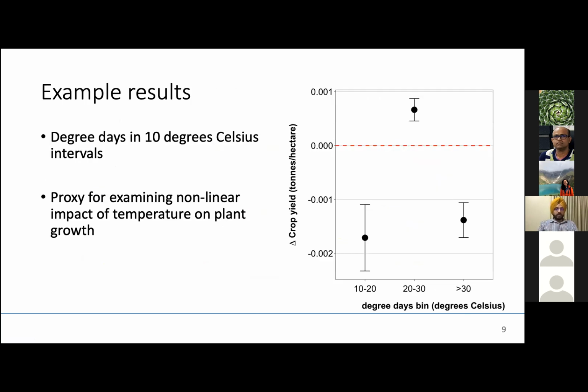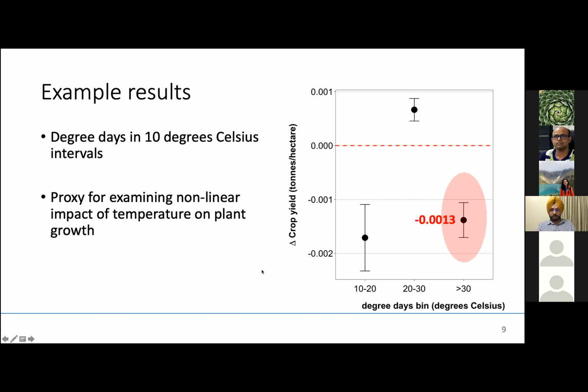So for this, returning back to our sub-seasonal linear model, I will just give you some sample results for want of time. Showing here on the right side in the plot is the impact of rice getting exposed to more degree days in different bins from 10 to 20, 20 to 30, and greater than 30. So what this means is if there are more days in the 10 to 20 degree bracket, the crop yields fall. But if there are more days in the 20 to 30 degree bracket, then crop yields improve. And this is for rain-fed areas in India.